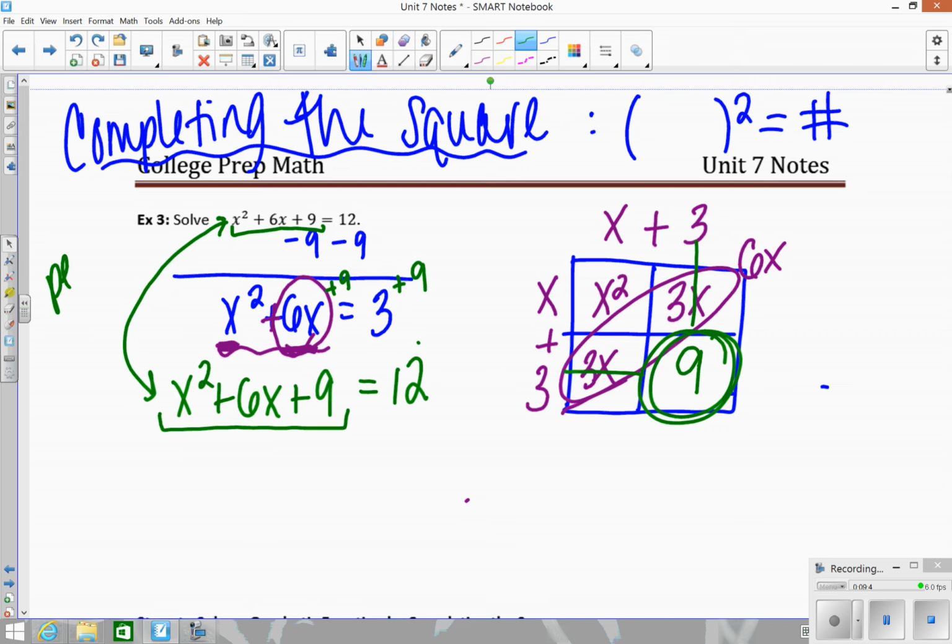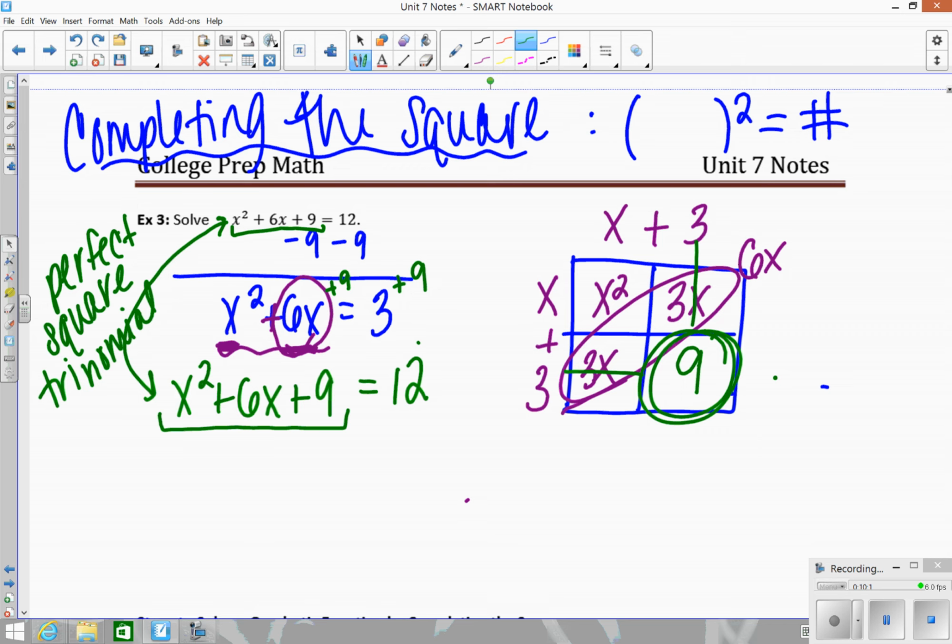trinomial. And the reason why I knew that ahead of time is because the first term and the last term are both perfect squares, and the middle term is 2 times the square root of those first and last terms. So whenever you see something like that, you don't have to go through this whole process. I just wanted to go through the whole process to show you how you would get the perfect square trinomial and how you would get the sides of the square.